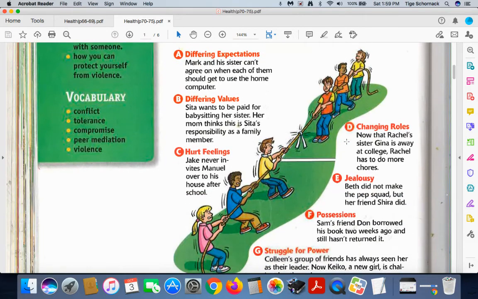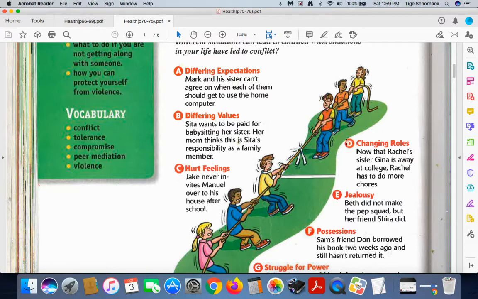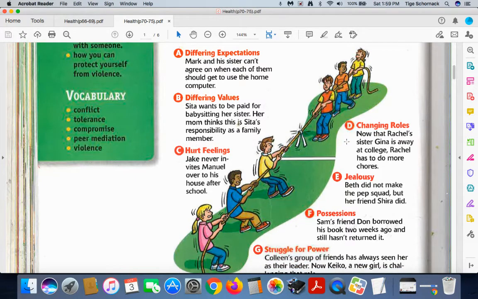Figure 3.6 shows how conflicts occur. So again, we see this tug of war. A, Mark and his differing expectations. Mark and his sister can't agree on when each of them should get to use the home computer. I guarantee that's been a conflict that your parents and guardians have had, since this social learning of, when does Aaron use the computer? When does Tig use the computer? When does Paul use the computer? When does Sarah use the computer?